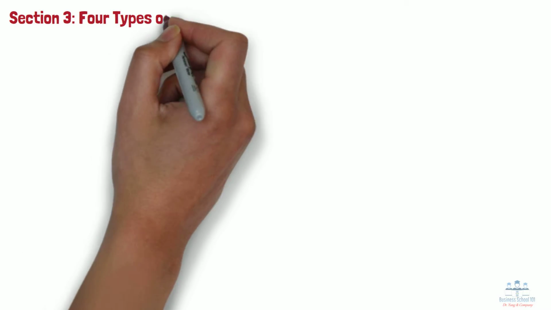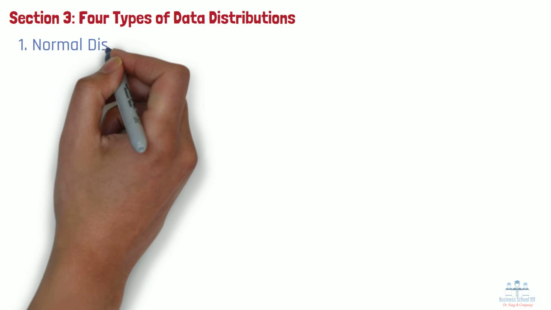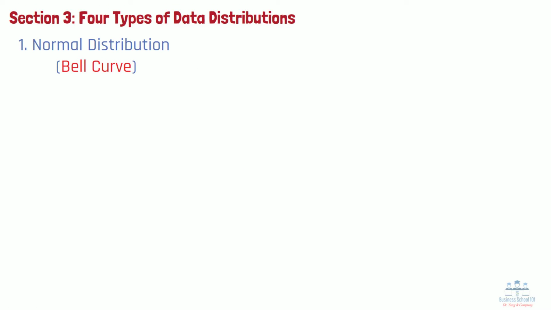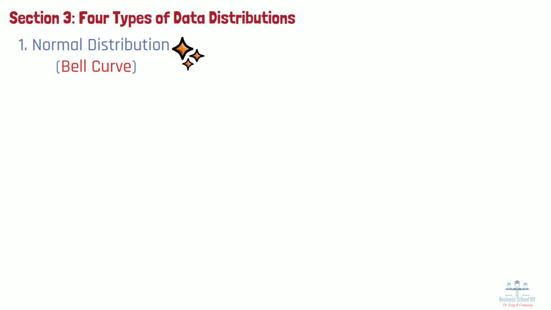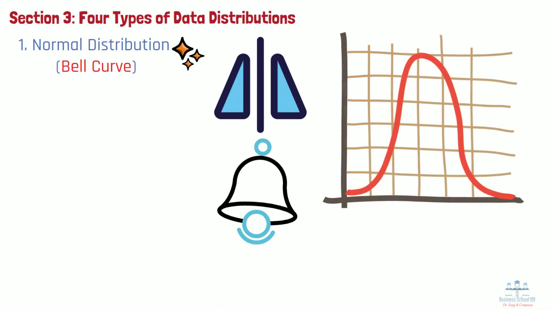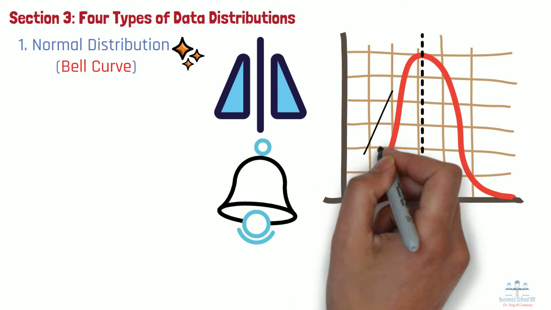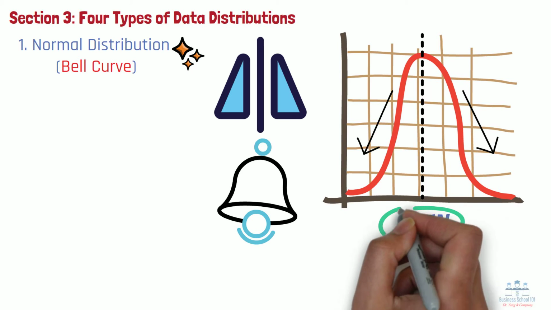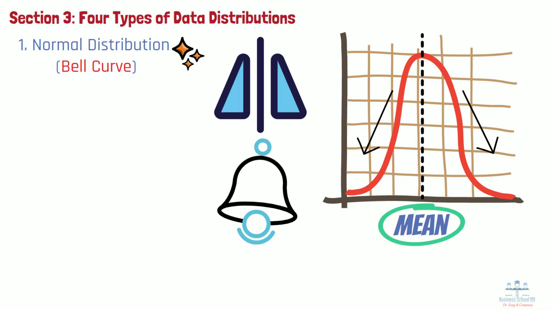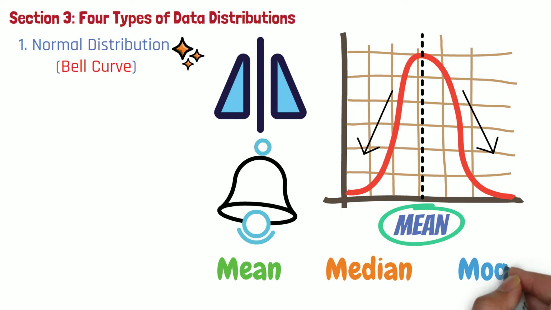Section 3. 4 types of data distributions. Let's take a closer look at 4 of the most common data distributions in the real business world. Number 1. Normal distribution, bell curve. The normal distribution is arguably the most famous and widely used. It's symmetrical, bell-shaped, and centered around the mean. The values taper off evenly on both sides, with most data points concentrated near the average. In a normal distribution, the mean, median, and mode are all equal and lie at the center of the curve.